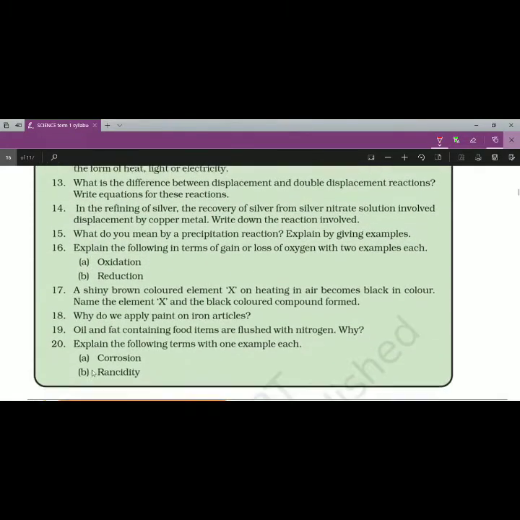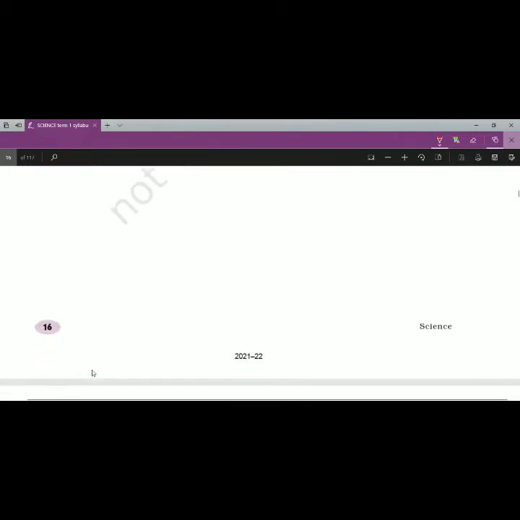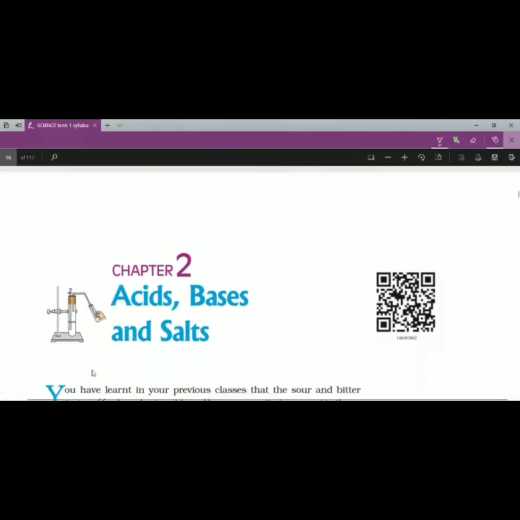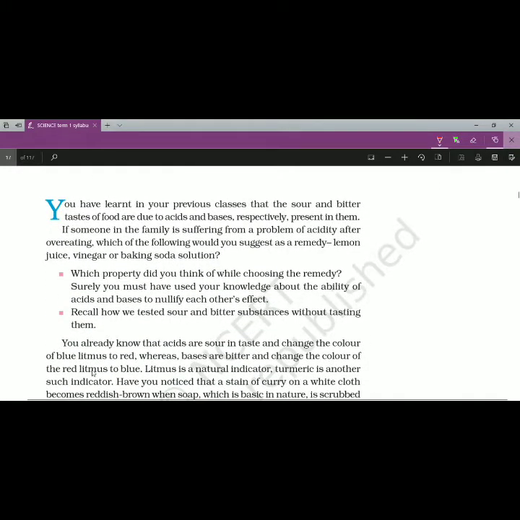Then after that we are moving to the next chapter, acids, bases and salts. Chapter 2, acids, bases and salts.